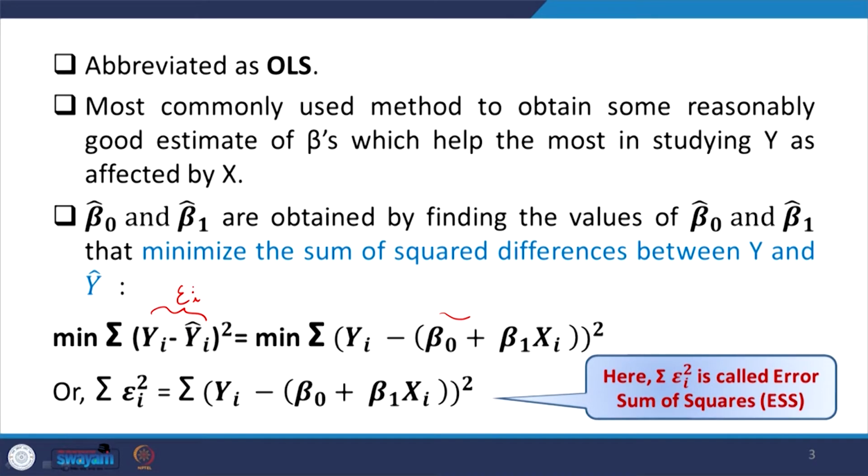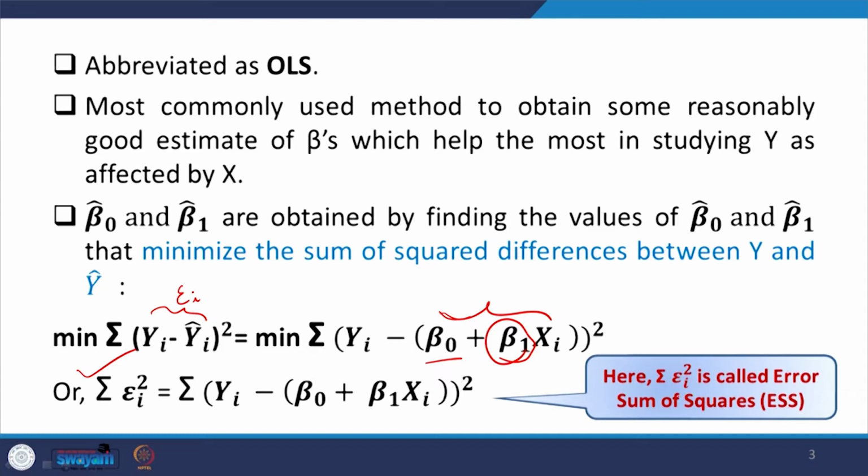This y hat gets defined with the help of beta naught, the intercept coefficient, as well as the slope coefficient. Now, why did I say the sum of the error term has to be minimized? If it is near 0, then we can estimate, and this is the equation which I already said. The sum of the squared errors is the sum of yi minus beta naught plus beta 1 xi, squared.